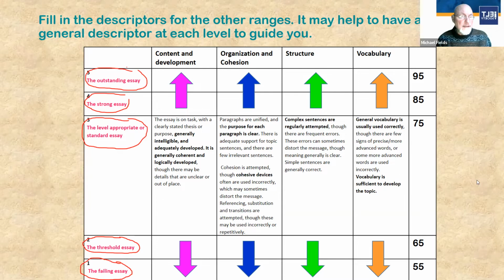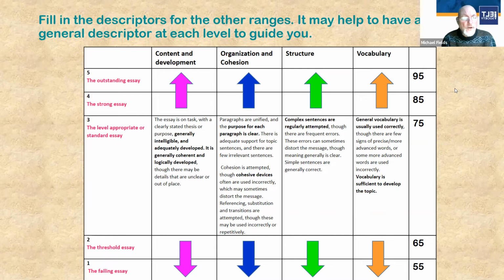And one more point, and this is probably stating the obvious, but of course you want your descriptors to all be parallel, right? Whatever language you've used in the C, you're going to look at those same traits, those same attributes, in the B and the A and the D and the F. So there's kind of a sliding scale of similar attributes.